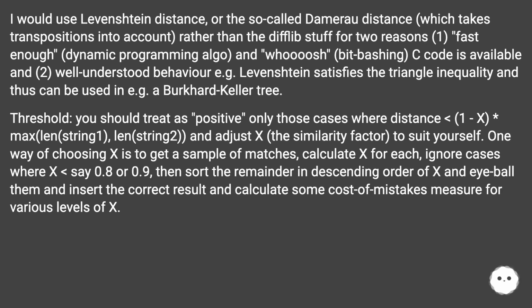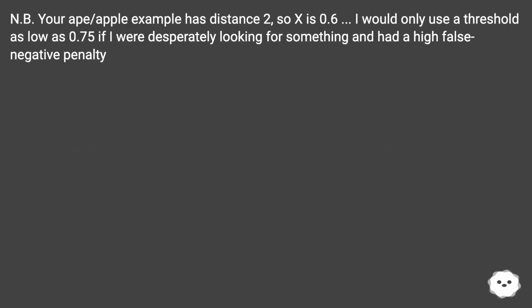One way of choosing x is to get a sample of matches, calculate x for each, ignore cases where x is lower than say 0.8 or 0.9, then sort the remainder in descending order of x and eyeball them, insert the correct result and calculate some cost of mistakes measure for various levels of x. NB your ape/apple example has distance 2, so x is 0.6.